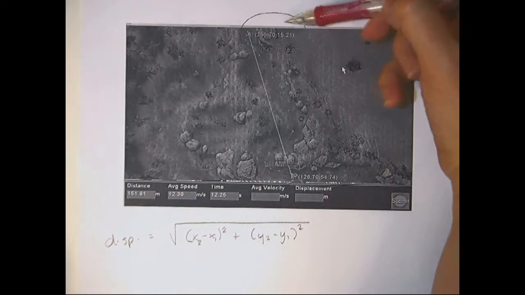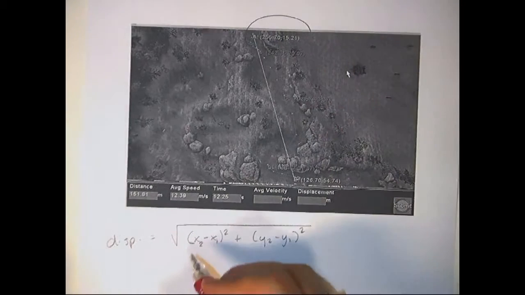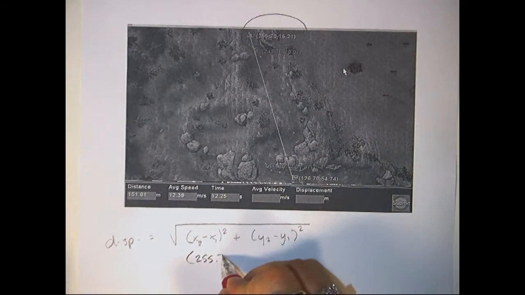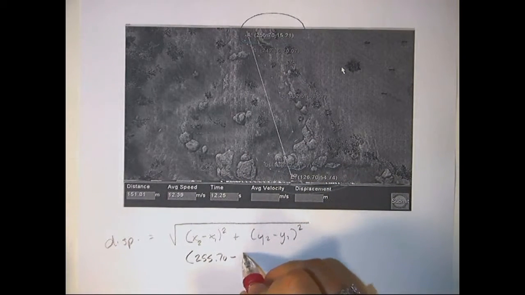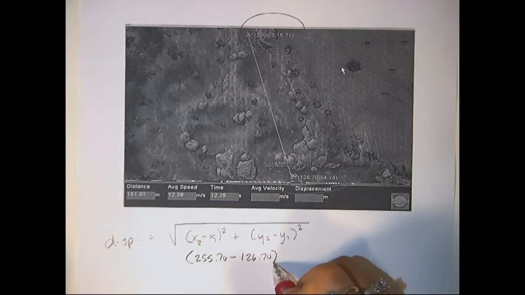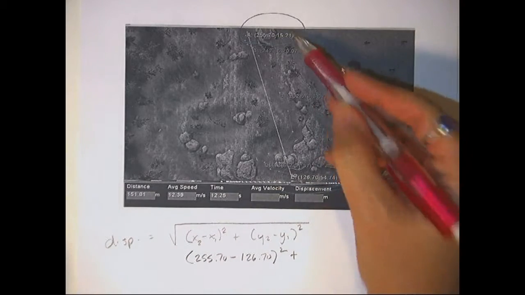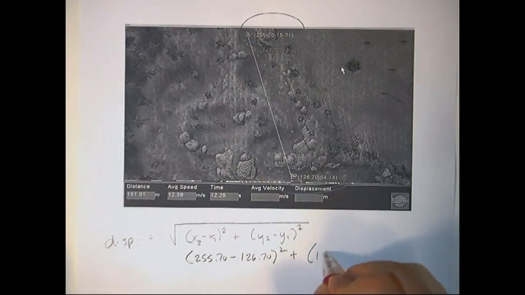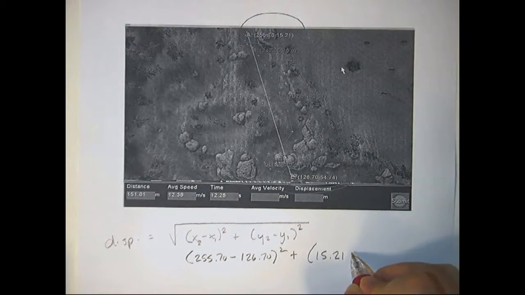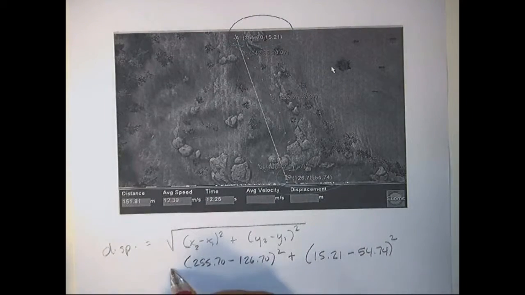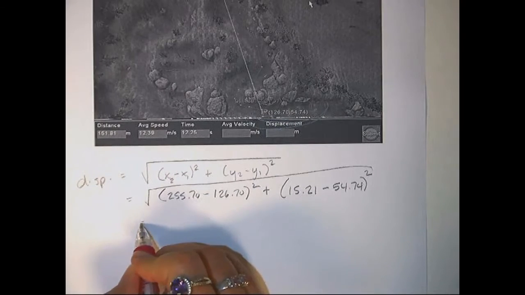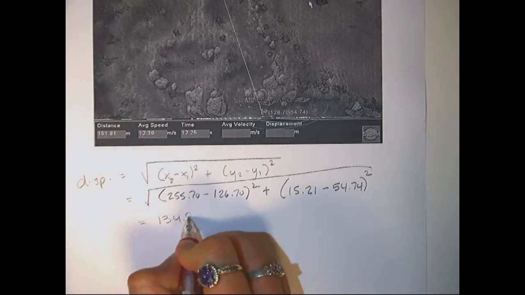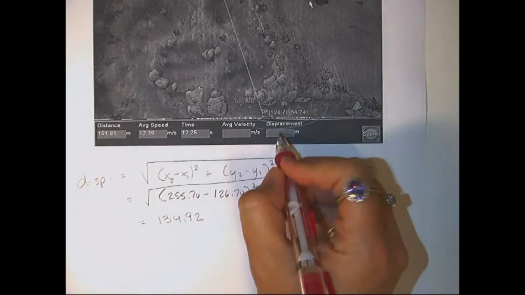So I need to go x and x on this, 255.70, that's this x, and the last one down here, and then I need to do the y's. The first one. Then I'm going to plug this all into my calculator. And this gives me 134.92. There's my displacement.